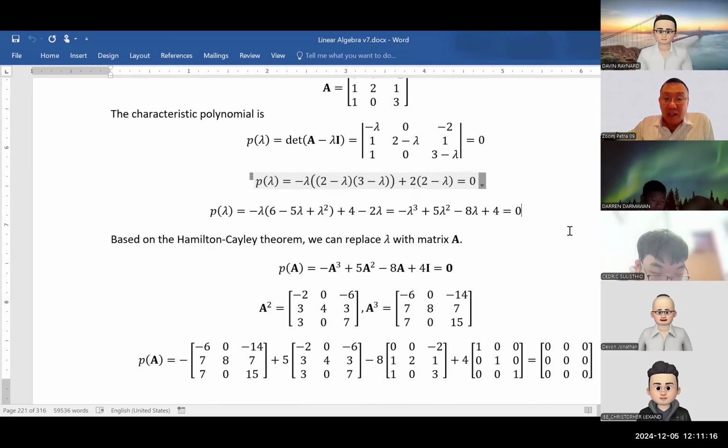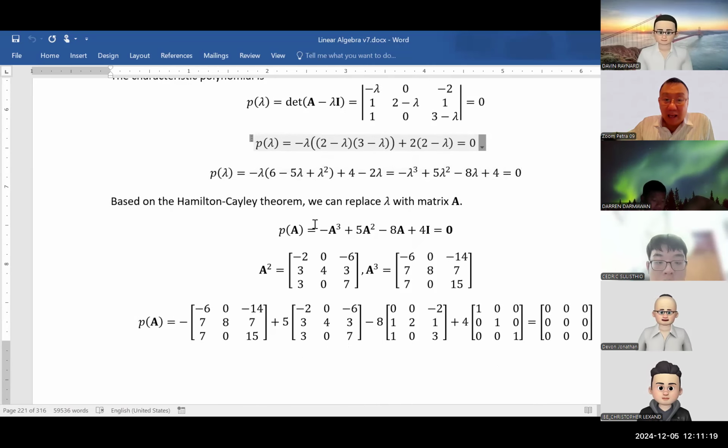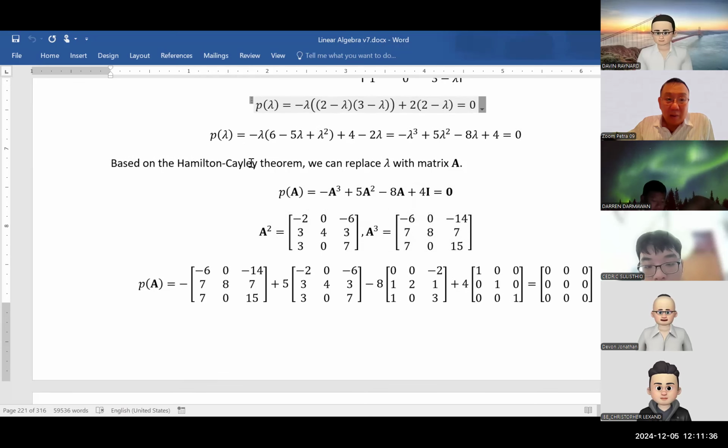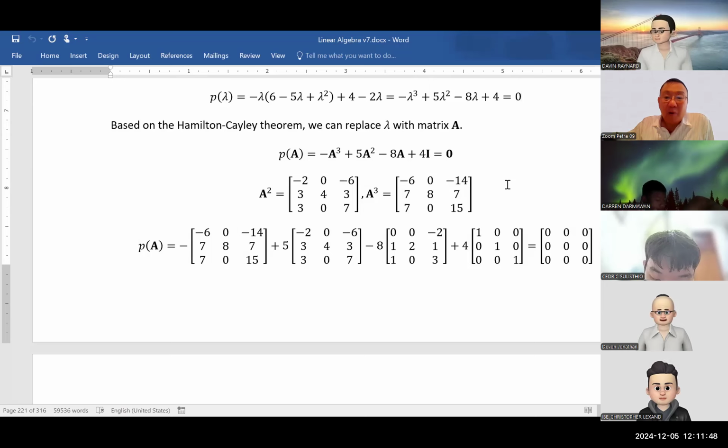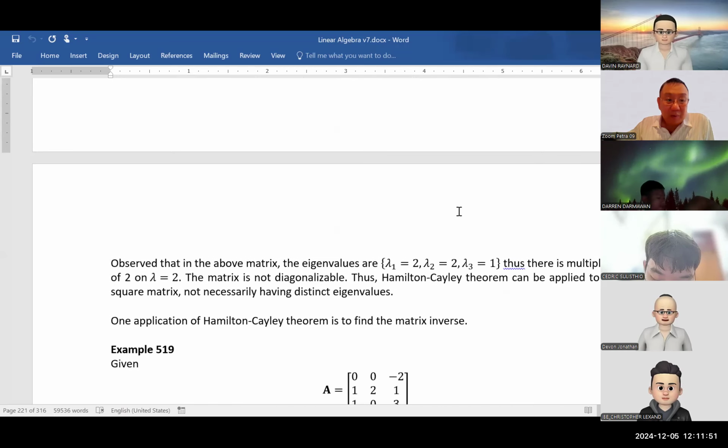With that, now you can replace any lambda with A. So minus A cubed plus 5A squared minus 8A plus 4I becomes 0. This equation is called the Cayley-Hamilton equation. So you can create a new equation of A based on the characteristic polynomial, which is equal to 0.